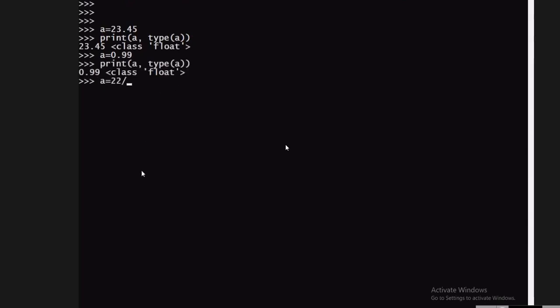Say A is equal to 22 by 7. Print of A, it is 3.141, etc. A big number is coming, which is of float type. Percentage of your marks, if you want to calculate like that, we can go on taking examples like this.